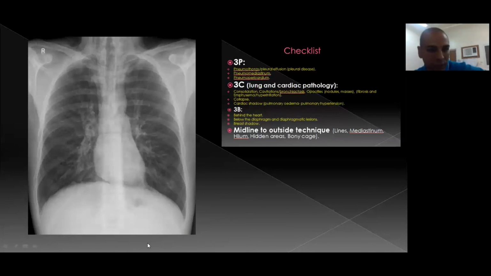Look at these streaky lucencies. Is that normal? It's not normal. The trachea, or what is it? This is the trachea. But look at these lines. Do you see these lines? This line is parallel to the trachea, but it's not the trachea. The trachea is this one from here to here.